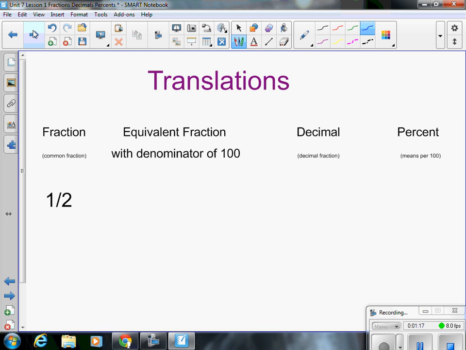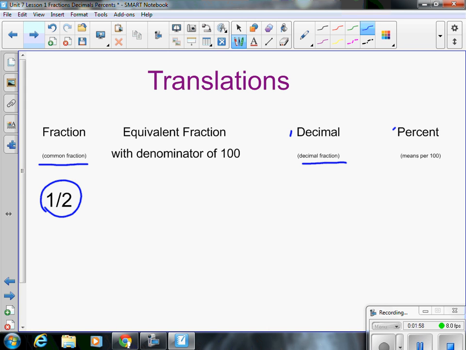Okay? Well now, if that was modeling 1/2, that's my fraction. So there's some different names for fractions and decimals. What we call fractions are actually called common fractions. We just shorten it to fraction. We're going to learn about decimals, and they actually call decimals decimal fractions. But again, that one just gets shortened to decimal. So the first thing I need to do, if I want to show 1/2 as a decimal and a percent, I have to find an equivalent fraction to 1/2 that has a denominator of 100.